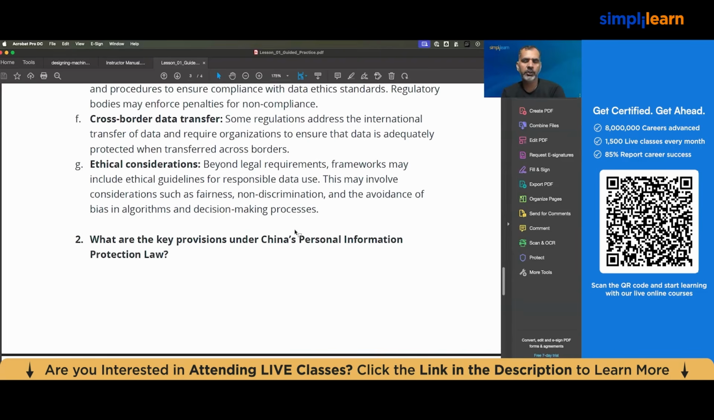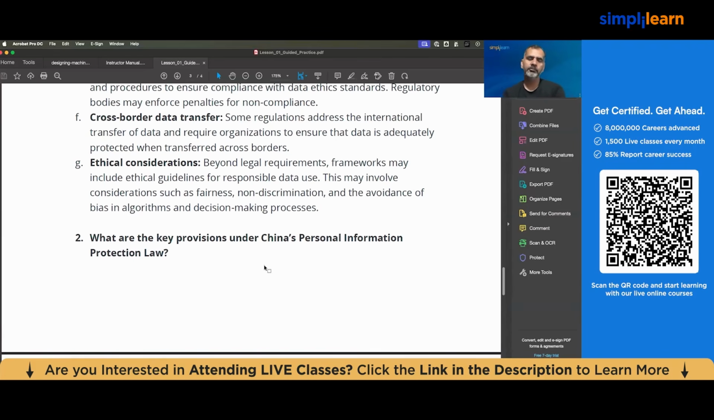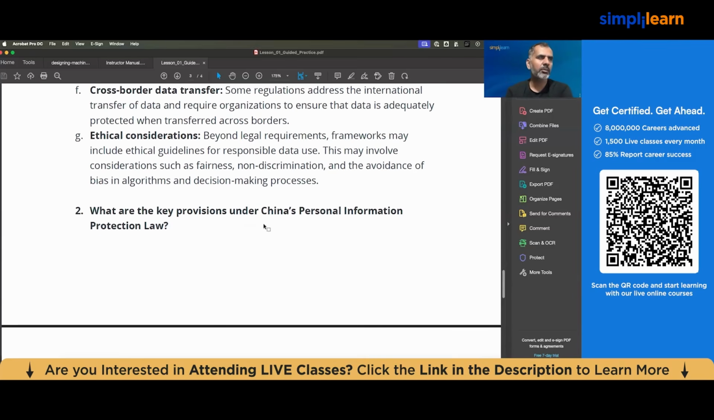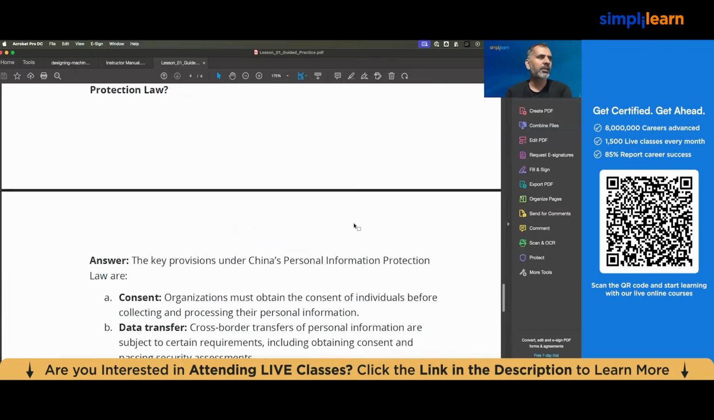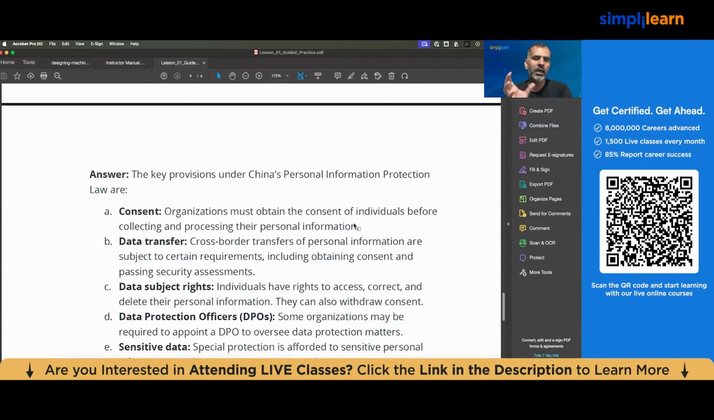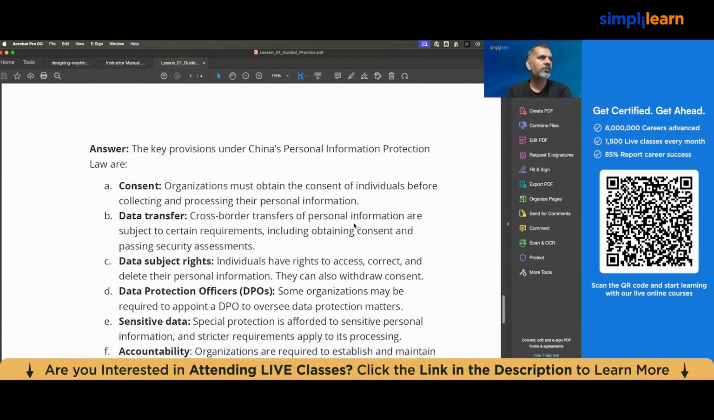And what are the key provisions under China's personal information protection law? This is something you definitely need to explore on your own. What are the key provisions? We have just studied China's personal information protection law, PIPL, which is mainly for protecting personal information. Because it is a personal information law, you can logically define that it talks about all the rules and frameworks concerning privacy or protecting personal information.